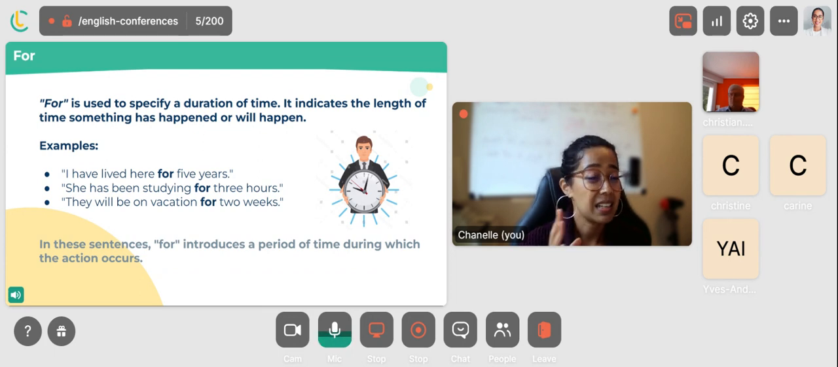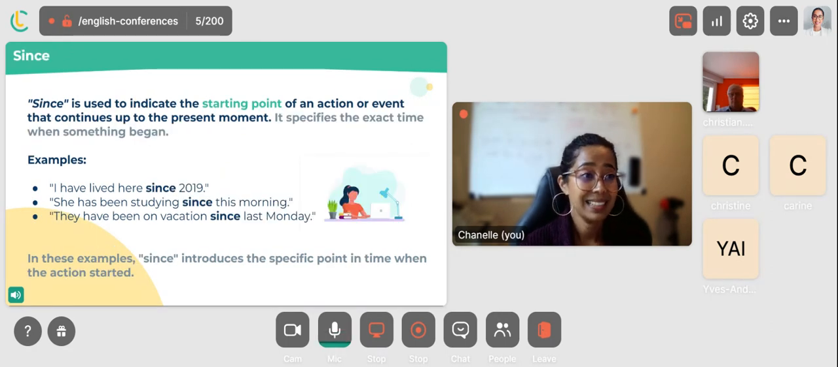Now, I know that it is different in French because on dit depuis 5 ans. So in English, depuis, since, is used for something different. If you want to say 5 years, or any amount of time, it will always be introduced by the preposition for. So we will use for.